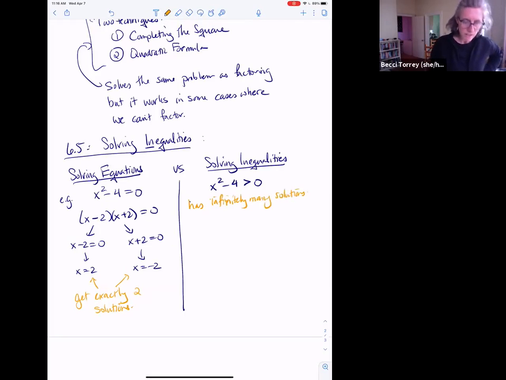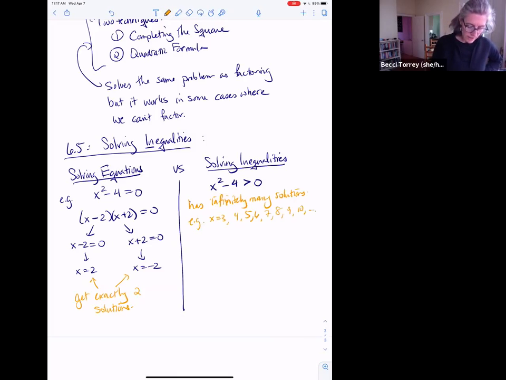And some of them you can just see, right? So for example, x equals 3. If I have 3 squared, 9 minus 4 is 5, which is bigger than 0. Or 4, or 5, or 6, or 7, or 8, or 9, or 10, right? I can go on forever.